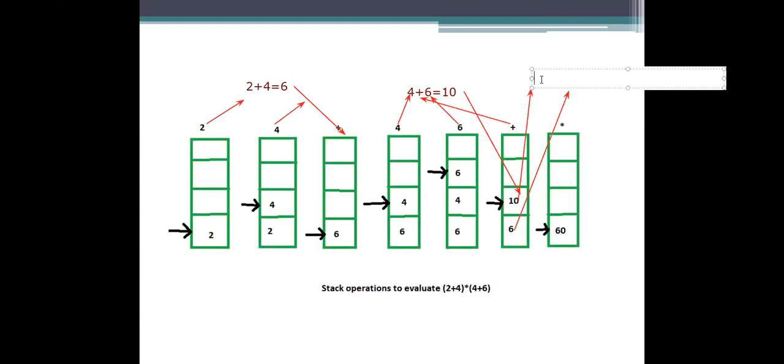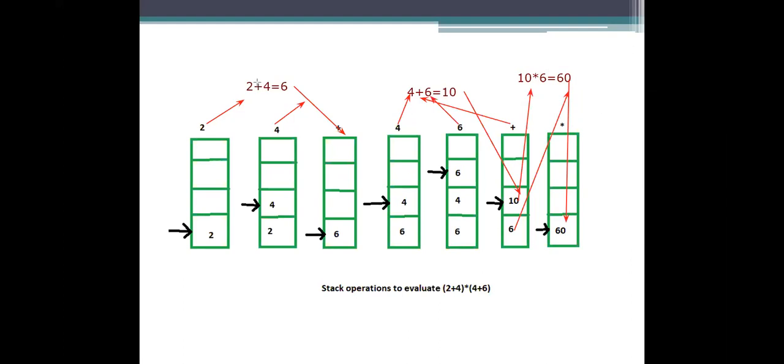Okay, so likewise it is performing here. How is it going to perform? First it will take the 10 value, and then next the multiplication will be performed, and then next 6, and then it will perform the action, that is the 60. Now the 60 will be stored here, which is the answer.